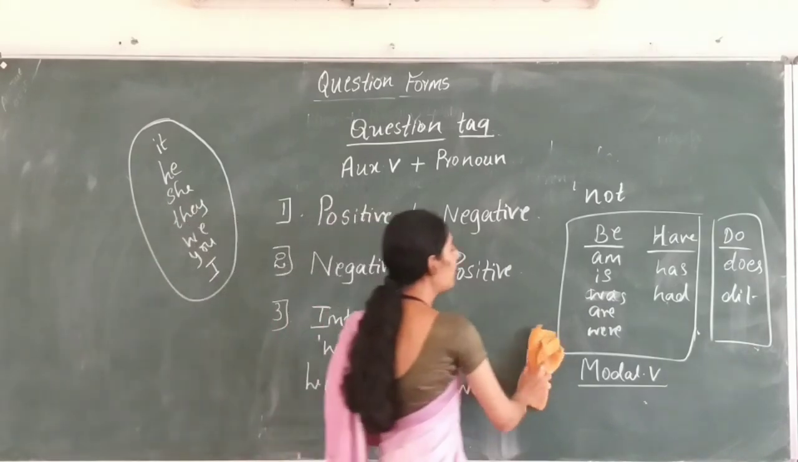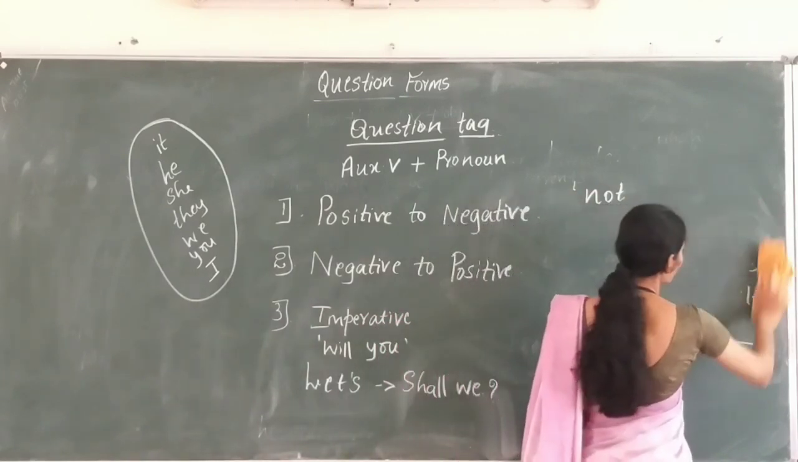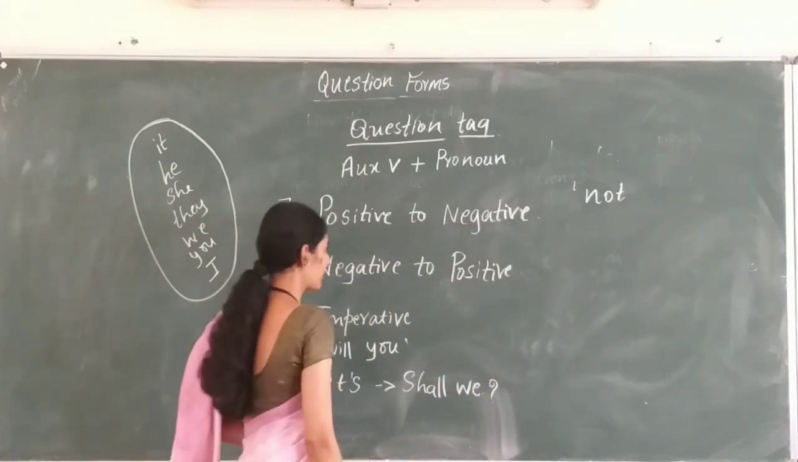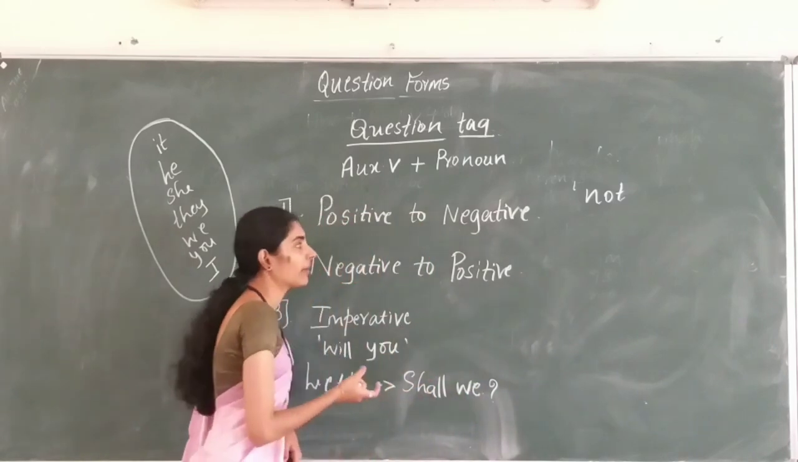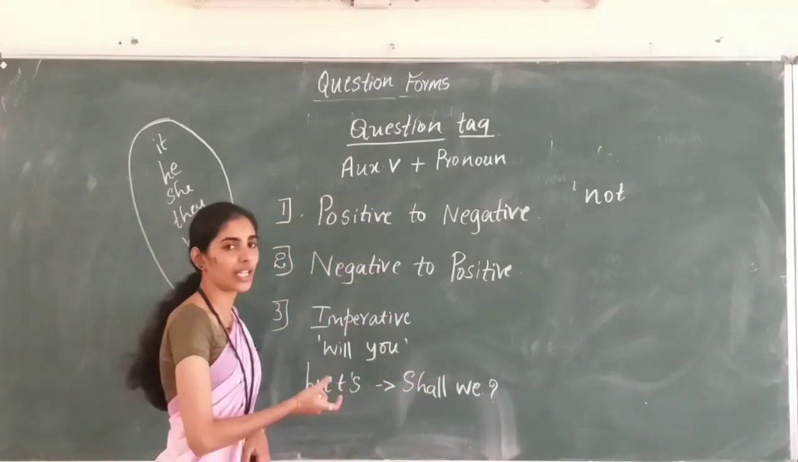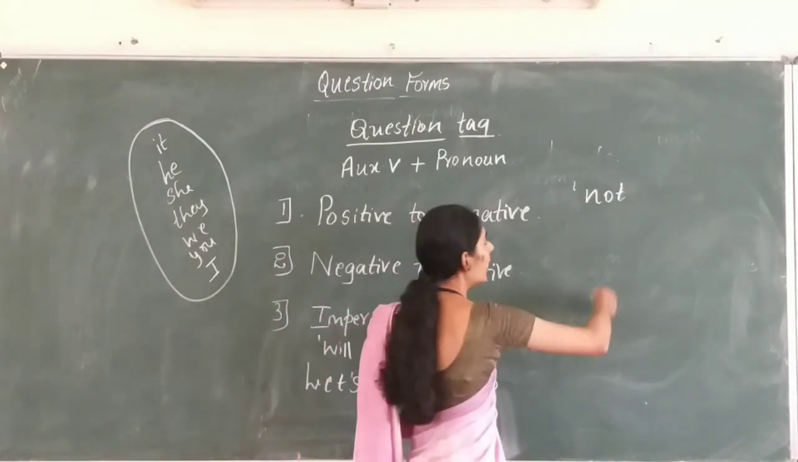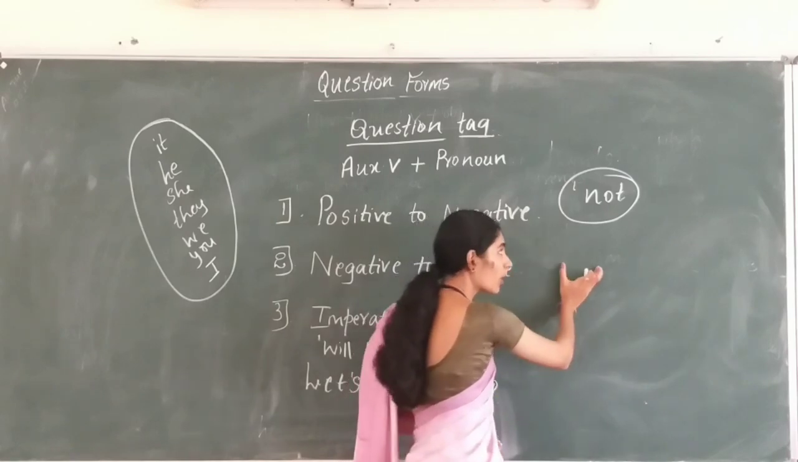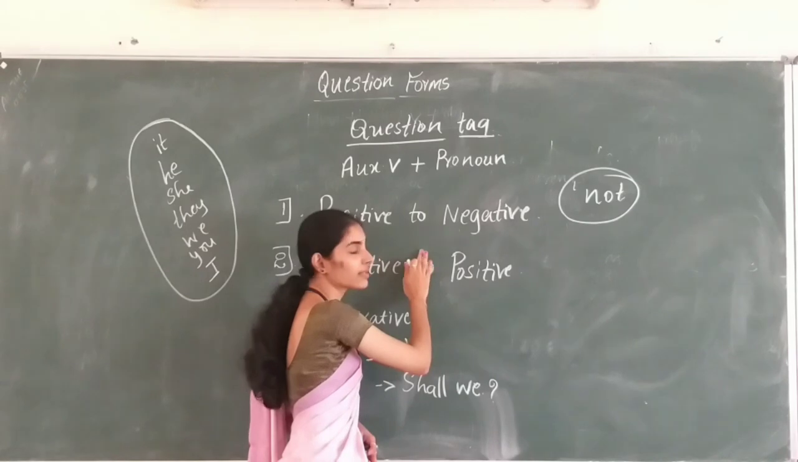Now, there is one more important piece of information that we need to keep in mind while framing question tags. There is not only one word that makes a sentence negative. Till now we have seen that the word not makes the sentence negative, but along with not, there are also other words which make the sentence negative.